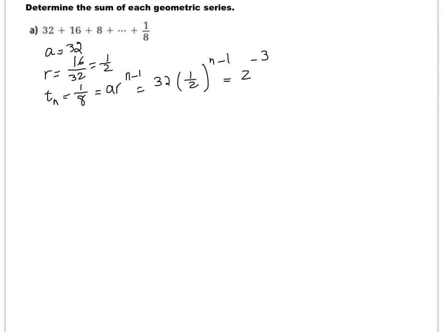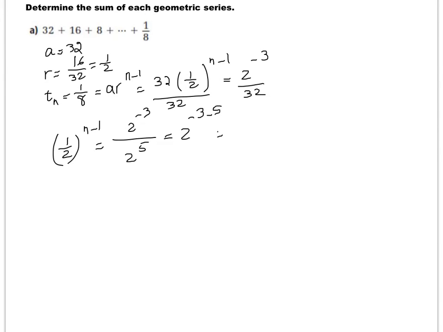So what we are going to do is divide both sides by 32. So it's going to be (1/2)^(n-1) equals 2^(-3) divided by 2^5. 2^5 is 32. Now this is the same as 2^(-3-5), which is 2^(-8). Now (1/2)^(n-1) can be written as (2^(-1))^(n-1), which is 2^(-n+1).